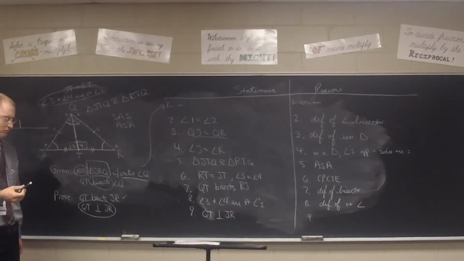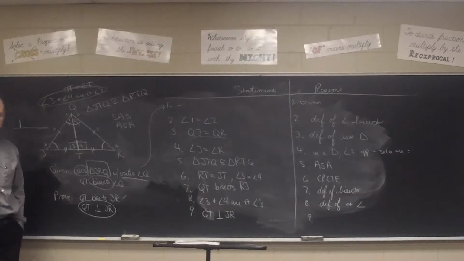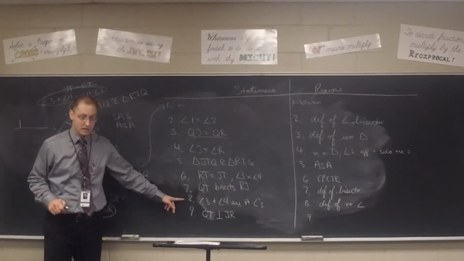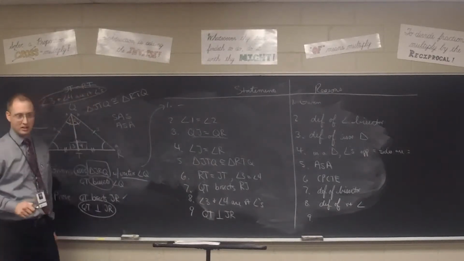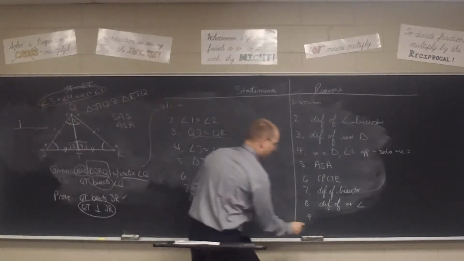ASA? No. ASA proves triangles congruent. CPCTC? Well, that just proves corresponding parts are equal. It doesn't prove anything about perpendicular. How do I know QT and JR are perpendicular? What does number 8 say, class? 3 and 4 are right angles. Right angles, okay? So why does that mean perpendicular? Because perpendiculars form to make right angles. Ah, that's the definition of perpendicular lines.